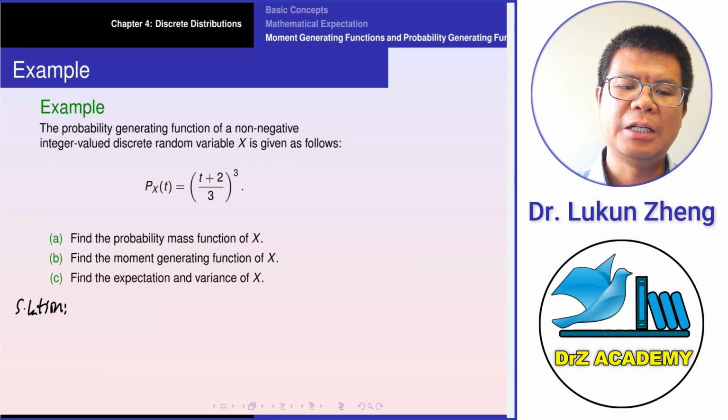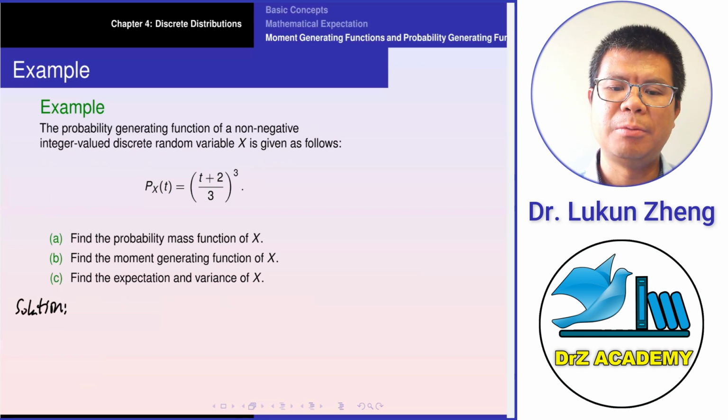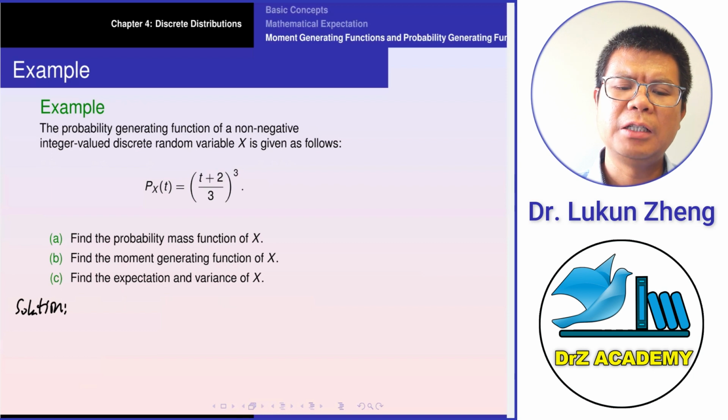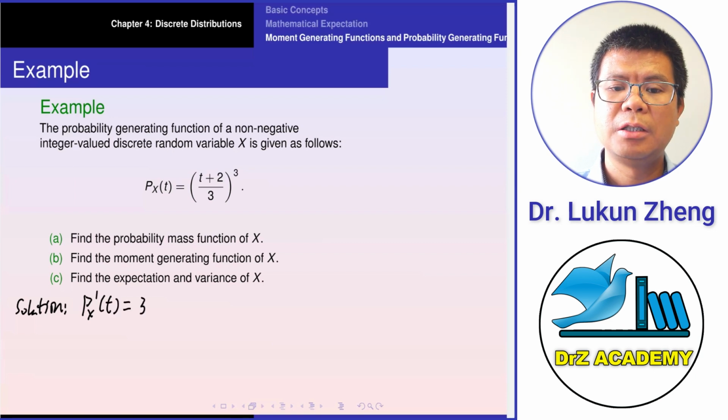Okay, so solution. Probability mass function. Now you need to find Px(t), so you may want to find the derivative. And it's going to be what? 3 times what?